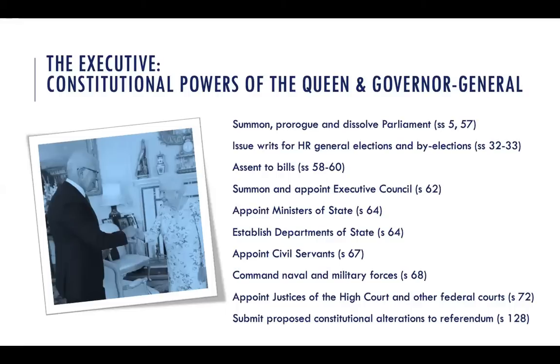This we've already looked at, but pay attention to the extension of powers that relate more to the primary function of the executive. Appoint ministers of state, establish departments of state, appoint civil servants, command naval and military forces, or even, skip to section 72 there in the list, to submit proposed constitutional alterations to referendum. And there are, of course, other functions that also relate to the executive power, but in its interactions with the other branches, such as Section 72, regarding the appointment of justices of the High Court and the other federal courts.